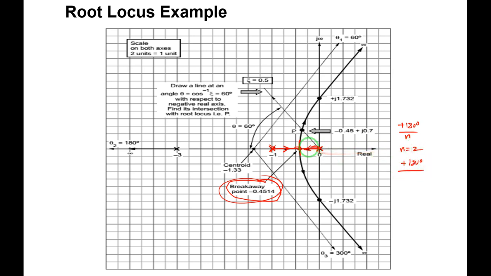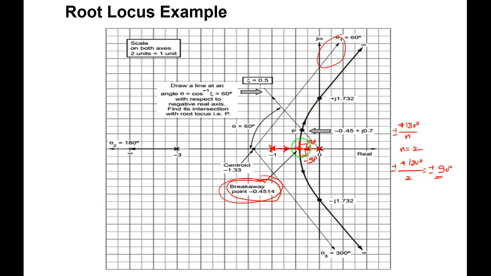So the number of branches approaching this breakaway point is 2. So plus or minus 180 degrees divided by 2 gives plus or minus 90 degrees. One branch will leave at plus 90 degrees and another branch will leave at minus 90 degrees, and the remaining path proceeds parallel to the asymptote. The asymptote is a guideline; it tells the branch to move parallel to it. Initially at this point, how will they depart?